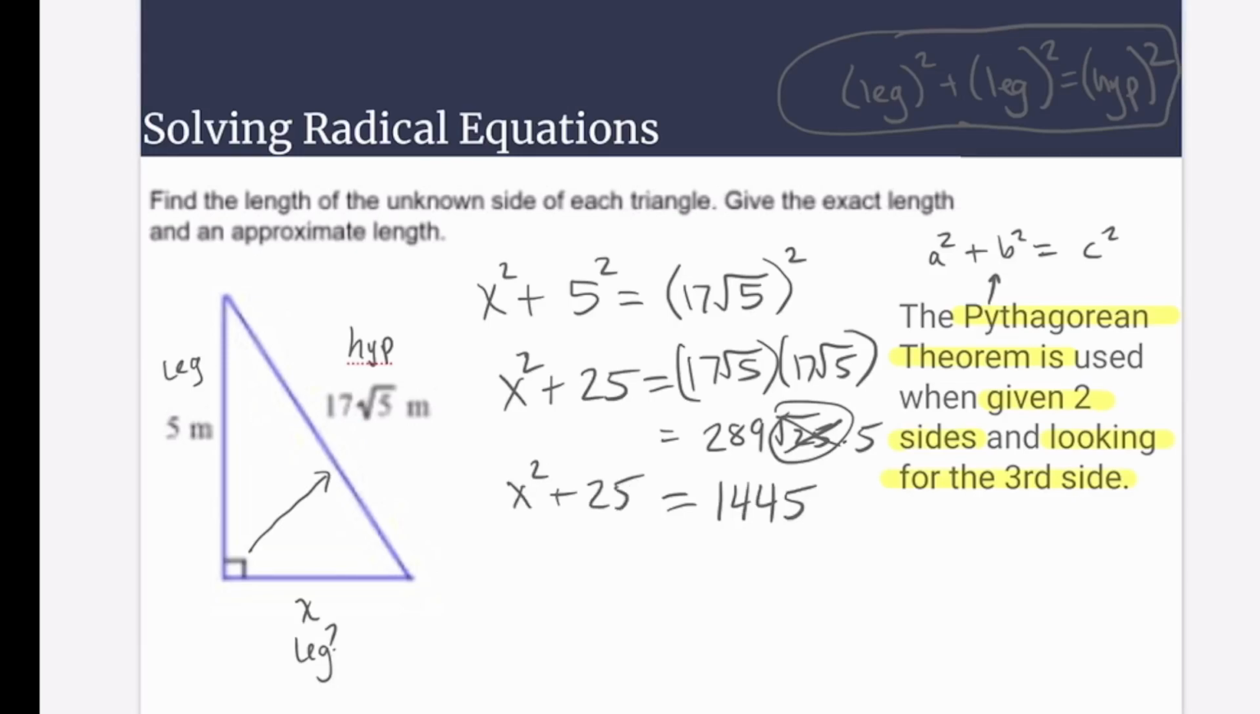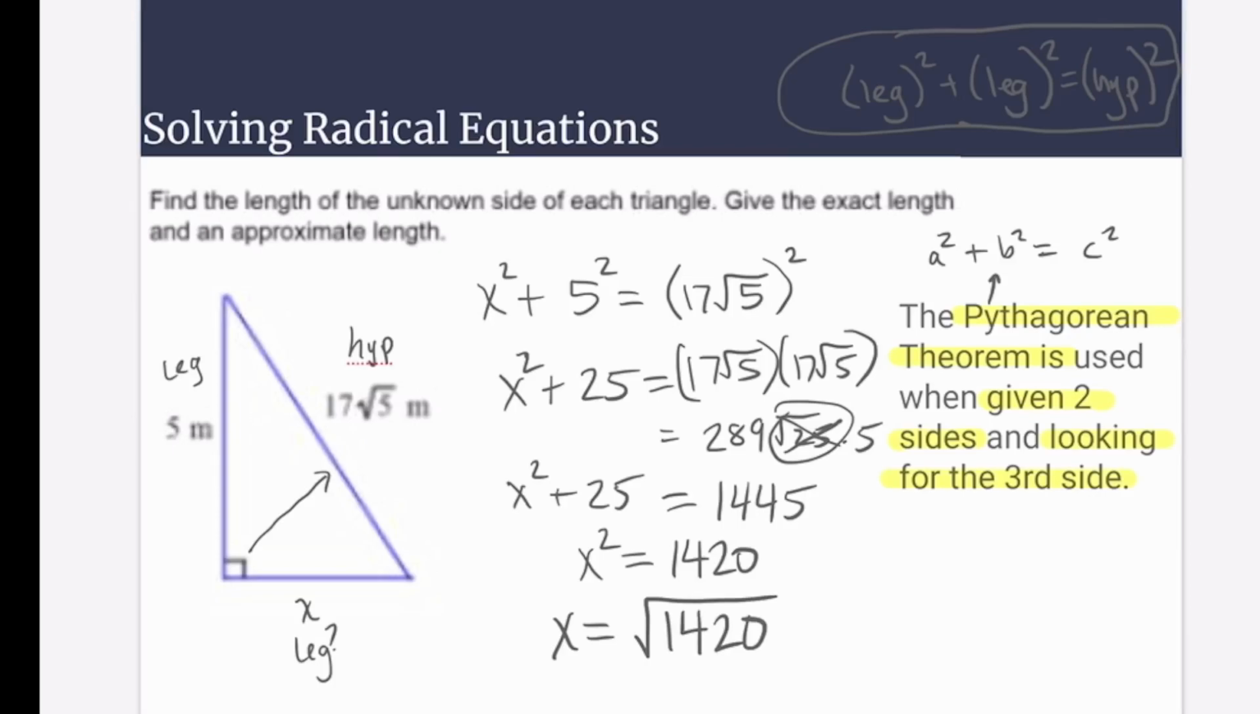So it's really not a radical equation at all. It's really a quadratic. We subtract 25. So x squared is equal to 1,420. And then we do square roots. So x equals radical 1,420.